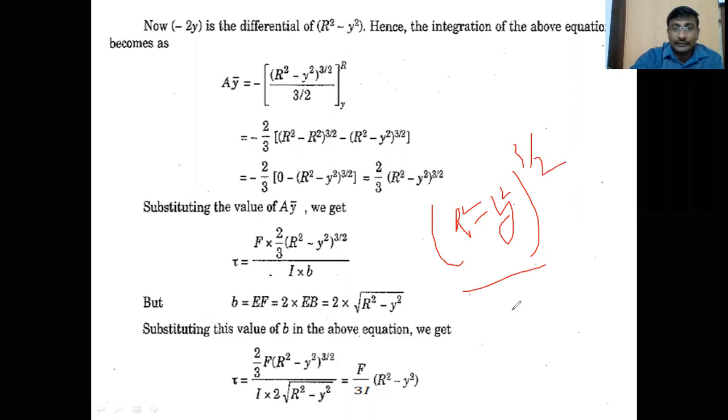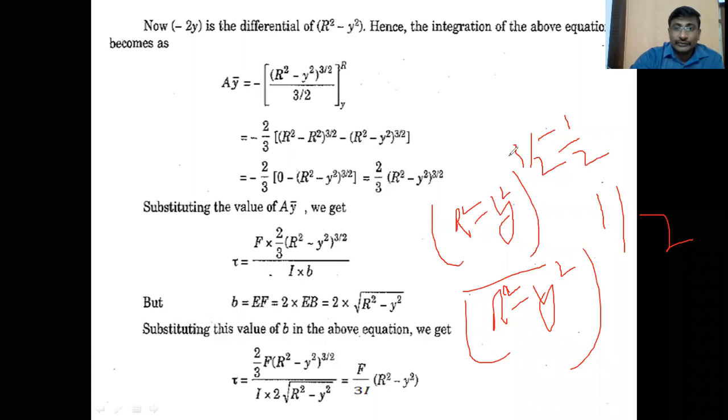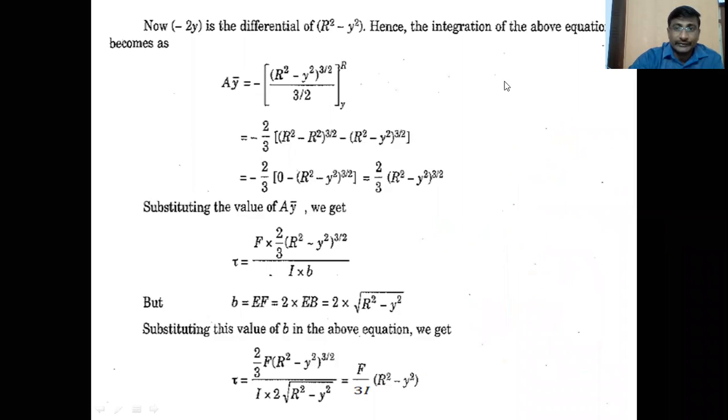But in the denominator, (r² − y²)^(1/2) is there, because the square root is 1 by 2. So if we move this (r² − y²)^(1/2) to the numerator, it becomes 3/2 minus 1/2. So 3/2 minus 1/2 is 1. Taking the LCM, 3 minus 2 is 2, and 2 by 2 is 1. Therefore, r² − y² is what finally remains in the equation.